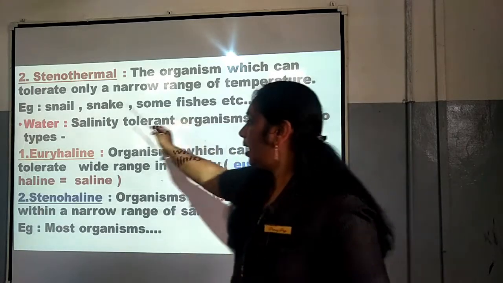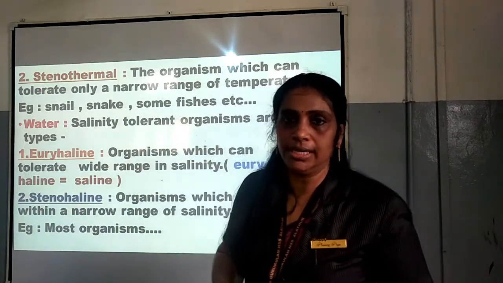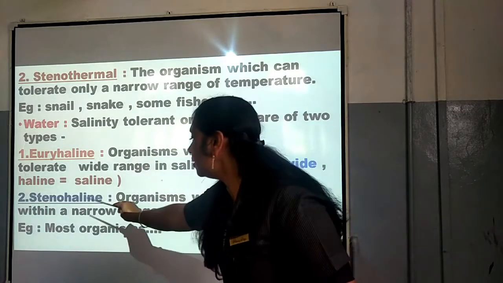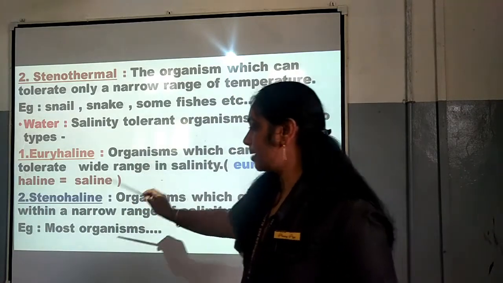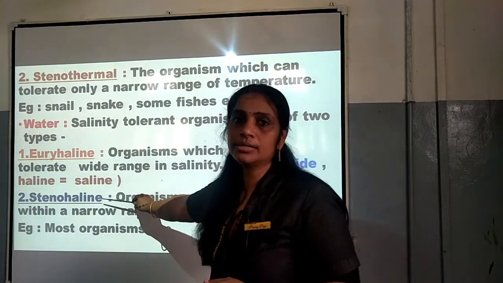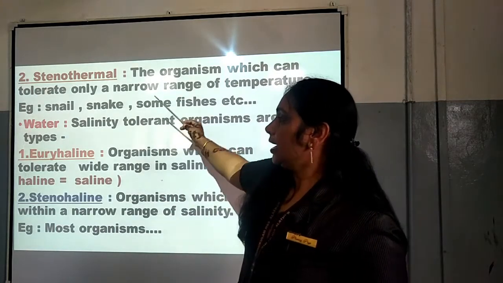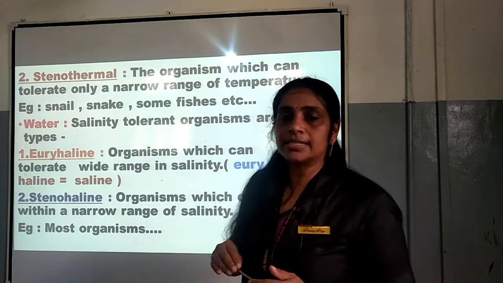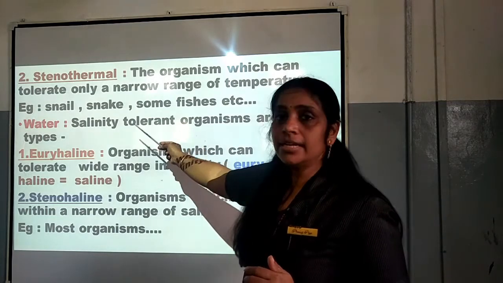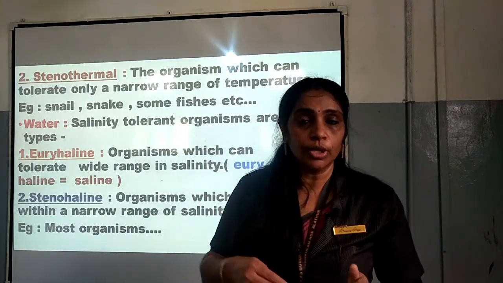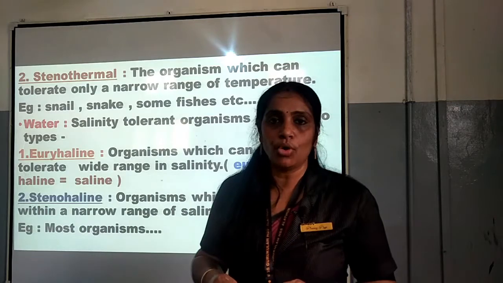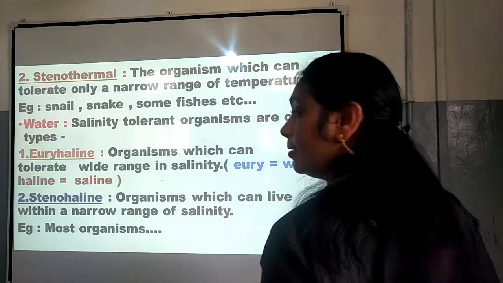Euryhaline means organism which can tolerate a wide range of salinity. Eury means wide, haline means saline or salty, and stenohaline means organisms which can live within a narrow range of salinity. Example, most organisms. Even human beings can be included in stenohaline, isn't it? So, again we understood that in the case of water as an abiotic factor, variations are taking place in the environment, and we understood that salinity tolerant organisms are of two types, euryhaline and stenohaline, and these two terms are again important as they used to come in the question paper.